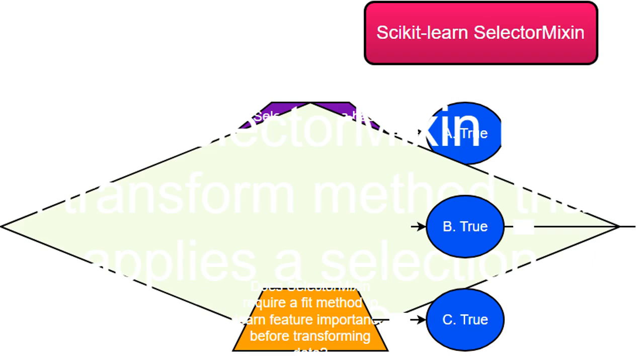Yes, SelectorMixin provides a transform method. This method is key because it's how you apply the feature selection that the fit method already learned. You give it your data, and it uses a selection mask, basically a list of which features to keep, to return only the selected features.